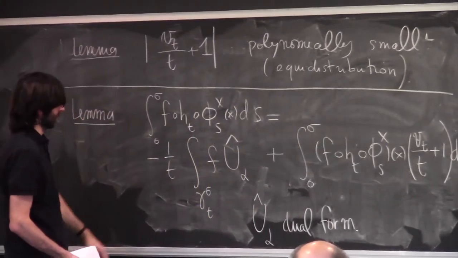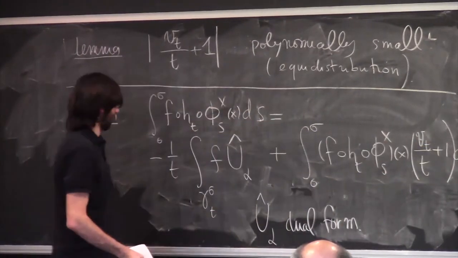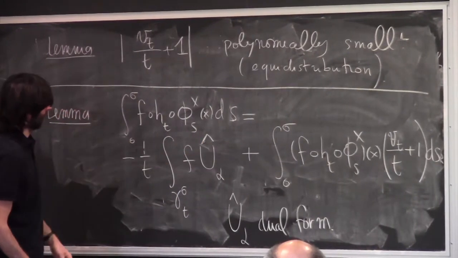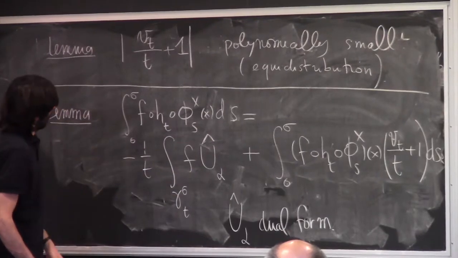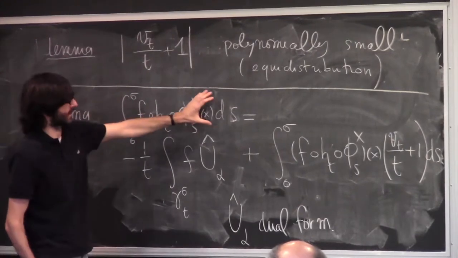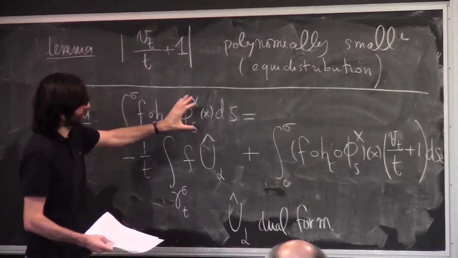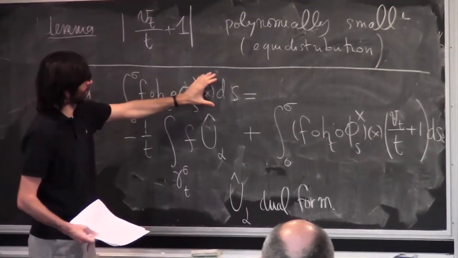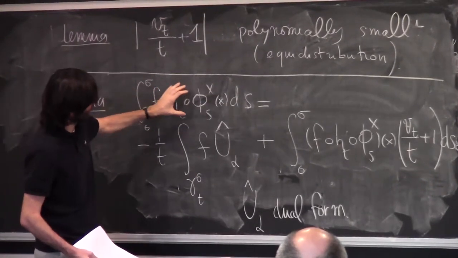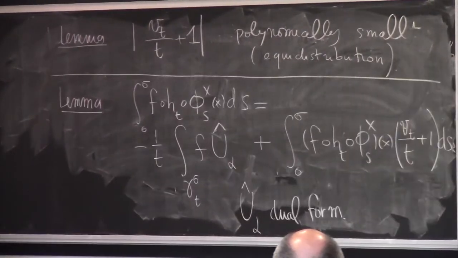Now, what this formula says is that, of course, this is small, and here we see a minus one over t, so this is also small, and provided we can control this term, we get results for these integrals. So the first zero-order step is to get decay estimates for integrals of this type, integrals of the function along curves like this. So here we have a geodesic flow average.